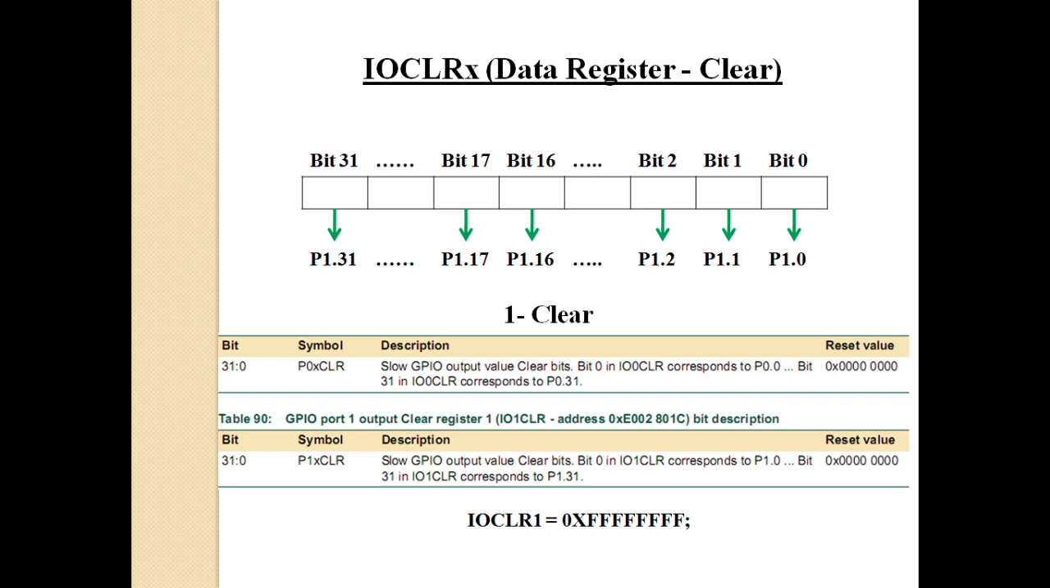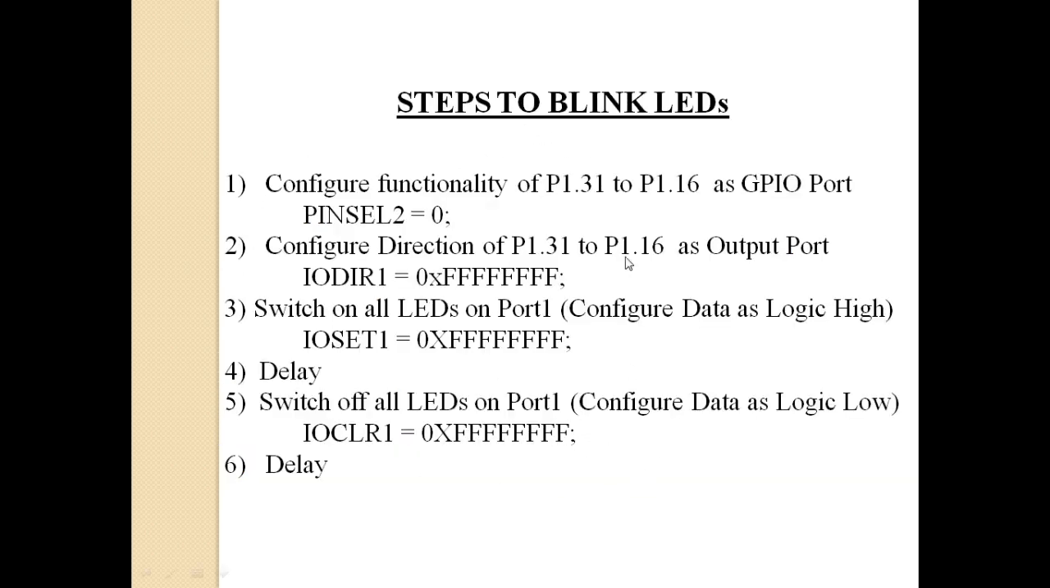At least the LED should be on for 500 milliseconds, half a second. Then only I can see that. So I need to make the LED on, wait for half a second, then make the LED off, and again wait for half a second. So how will you add these wait states in your program? You need to add some delay. So your actual program steps will be like this. First you are configuring the functionality, then you are configuring the direction, then you are switching on the LED. After switching on the LED, you need to add a delay.